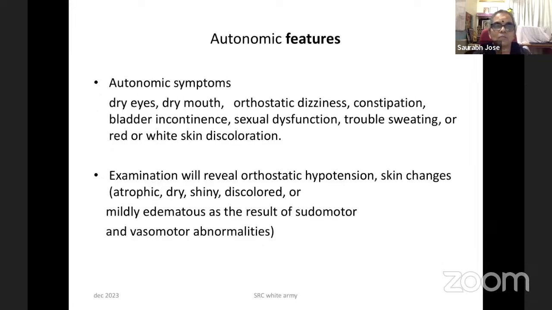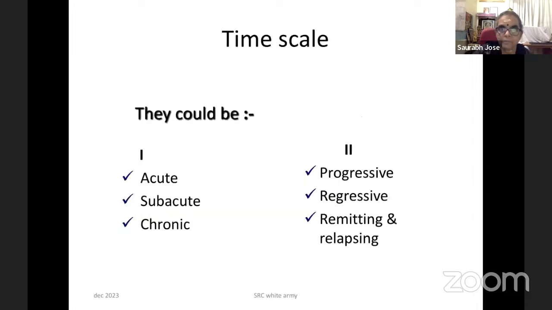And autonomic features: you can have dry mouth, dry eyes, orthostatic dizziness, constipation, bladder symptoms, sexual dysfunction, sweating problems, discoloration of the skin. And examination will reveal orthostatic hypotension, skin changes, atrophy, dry skin, shiny skin, discolored skin, and edema sometimes, as the result of pseudomotor and vasomotor abnormalities. So those are the symptoms.